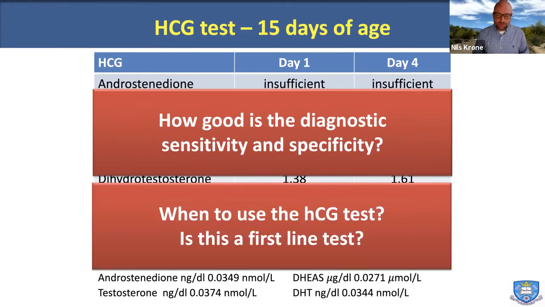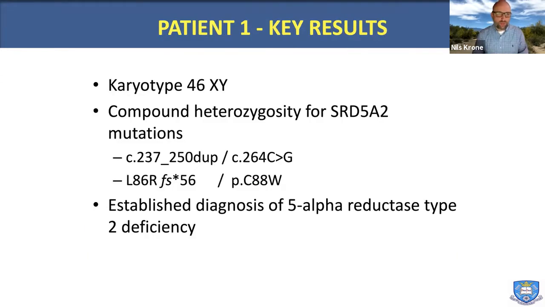And when do we need to use an HCG test? And is this the first line test? I can tell you how we use it. We use it if we want to see if there is gonadal function, yes or no, but not to stratify further diagnostic processes. So going back to this patient, and in all honesty, we had the genetic results earlier than the biochemical results here, and that's a proven case of 5-alpha reductase deficiency.